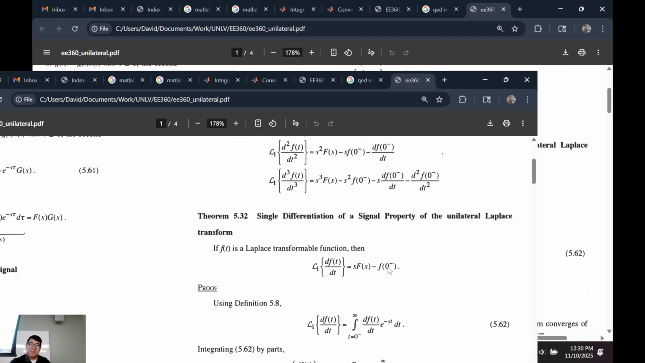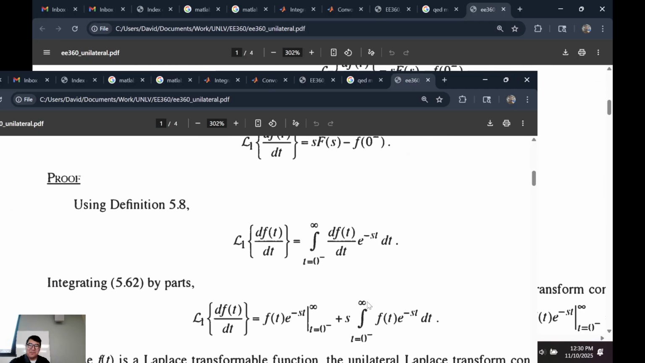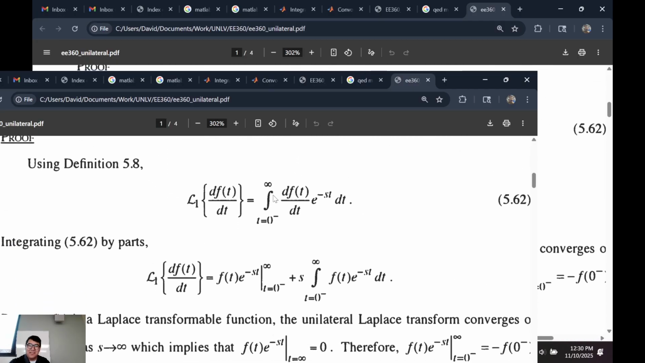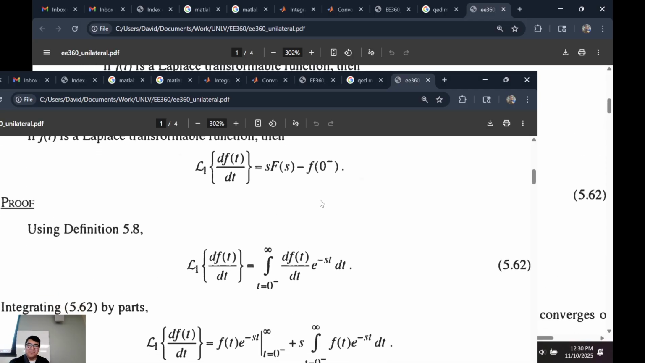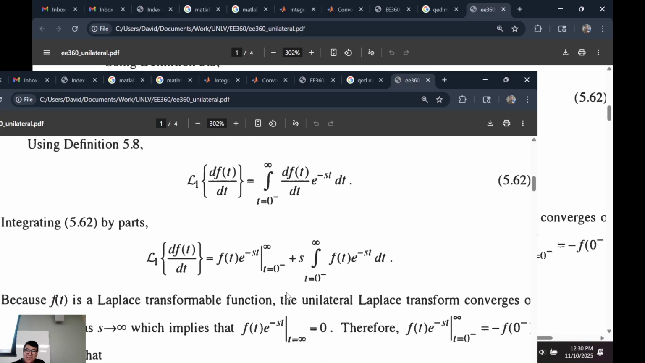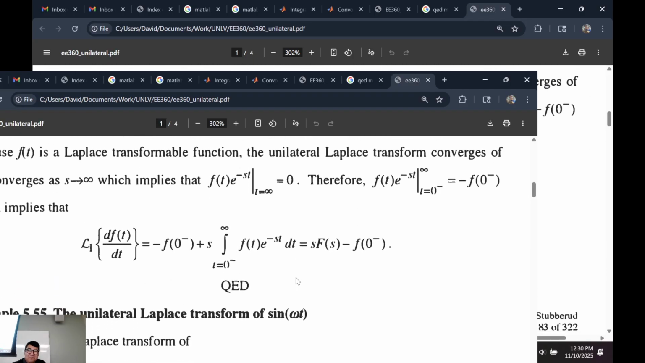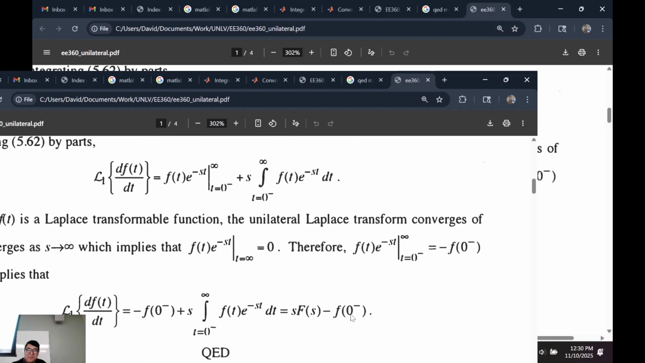If you want to see that proof, does he prove that right here? Yeah, he does prove it right here. He says, let's go from this to this, boom, boom. It gives you the negative initial condition. So yeah, this is another thing I would memorize, okay?